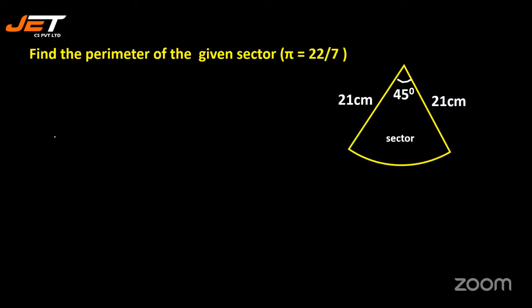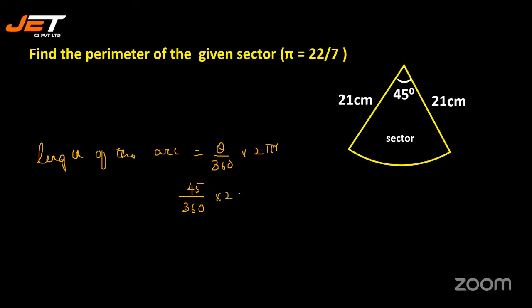So to find out the perimeter, what is it that we need? We need to find out the length of the arc, isn't it? So length of the arc. So what is the length of the arc? It is theta by 360 into 2 pi r. So 45 by 360 into 2 into 22 by 7 into r is 21.